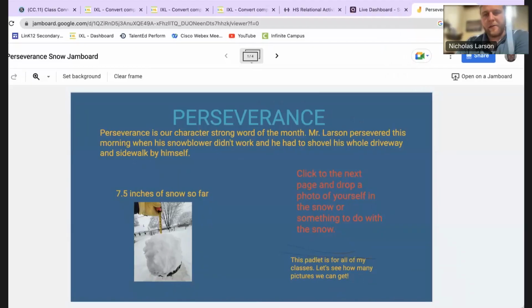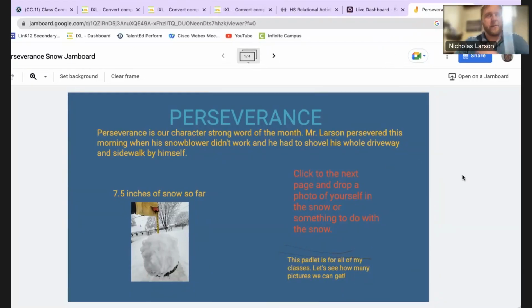Wanted to thank those of you who participated. Again, we had some crazy weather recently. This was a picture I took. I think at my house, I ended up getting about 14 inches of snow. Perseverance is our word of the month, so it took a lot of perseverance to keep shoveling all that snow.